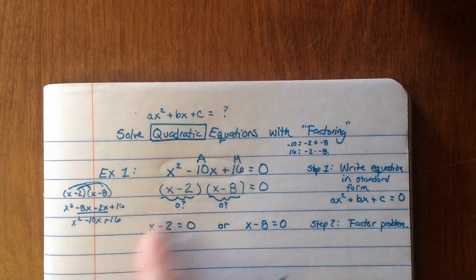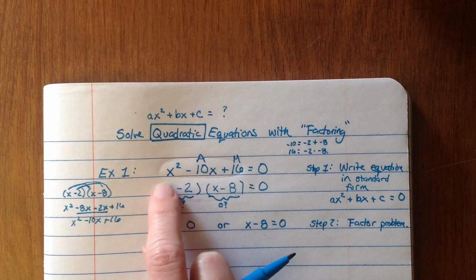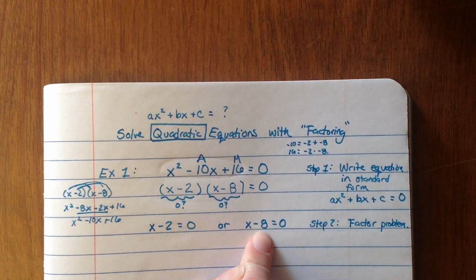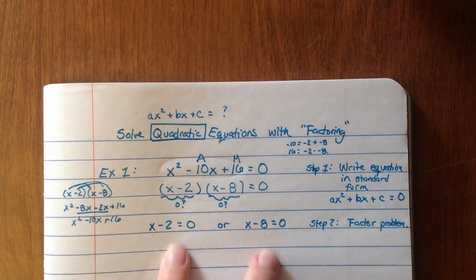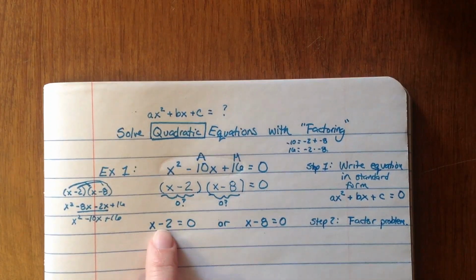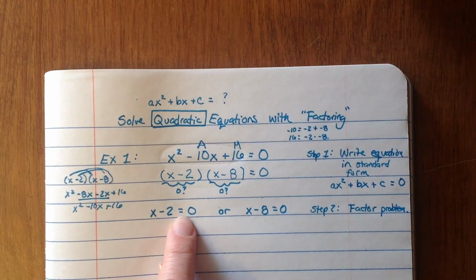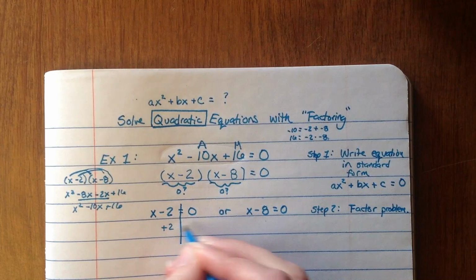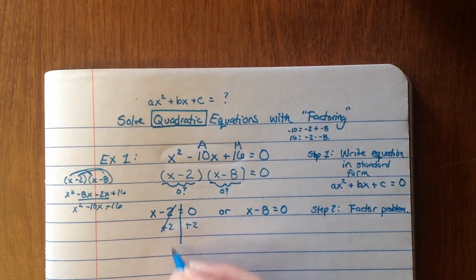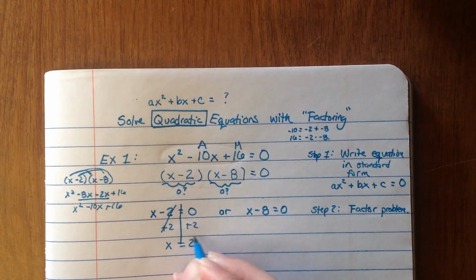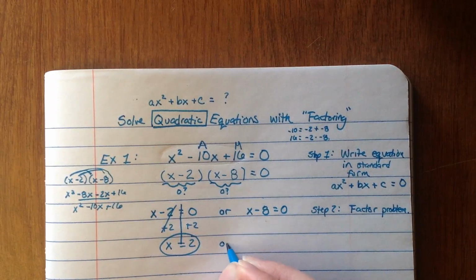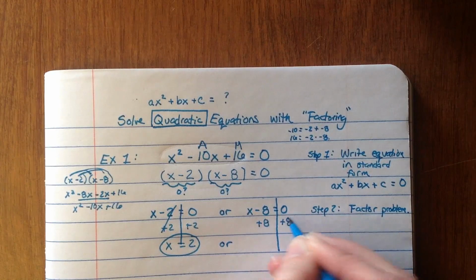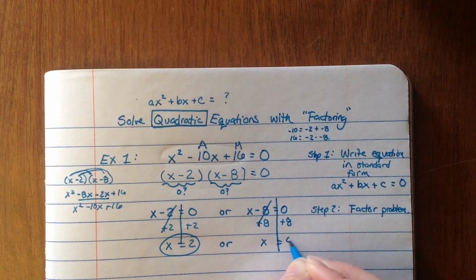All right, so again, hopefully that makes sense. Either the first factor has to be equal to 0 or the second factor has to be equal to 0. And guess what we're going to do from here? We're just going to solve these equations separately. So if x minus 2 has to be equal to 0, then what's going to be true about x? We're just going to solve it. We're going to add 2 to each side. That cancels. x is equal to 2. Or we're going to solve this one. We're going to add 8 on each side. That cancels. x is equal to 8.